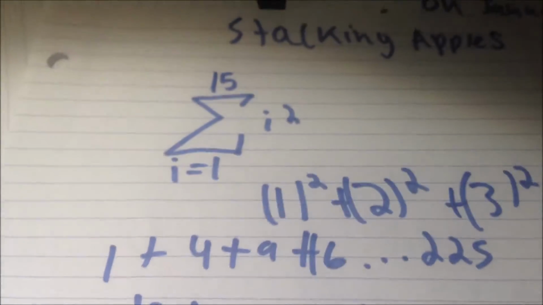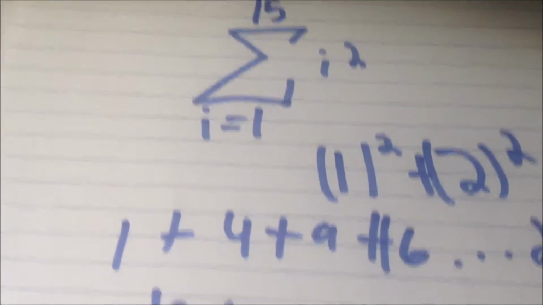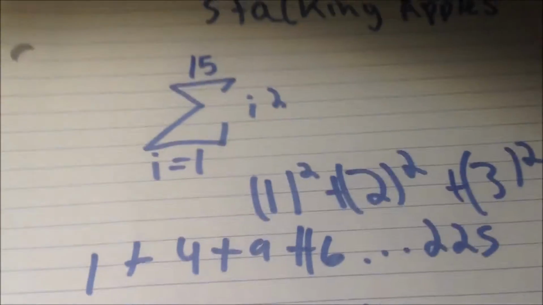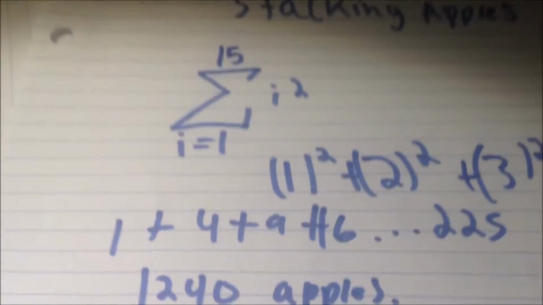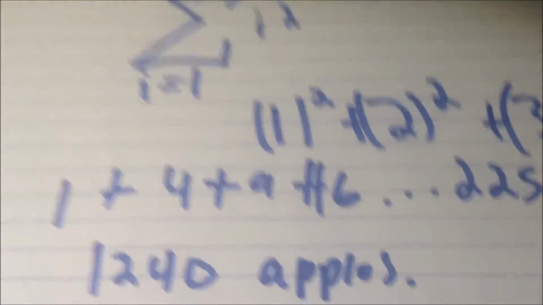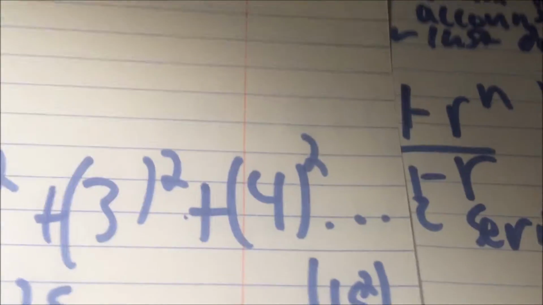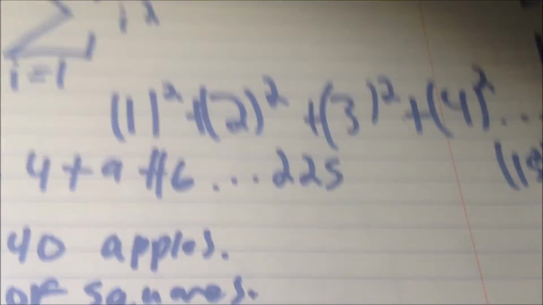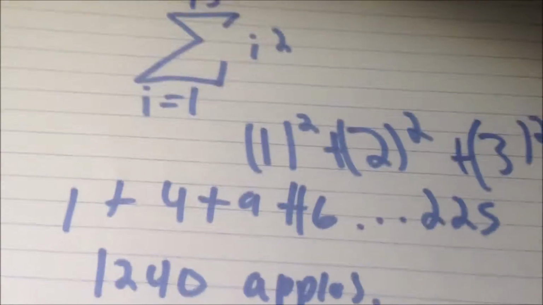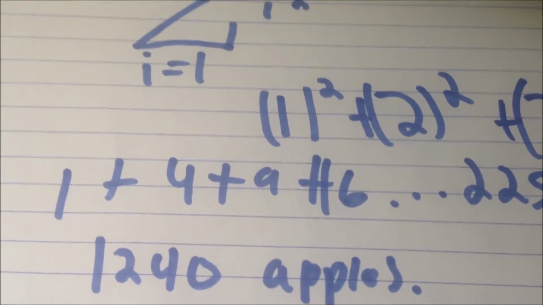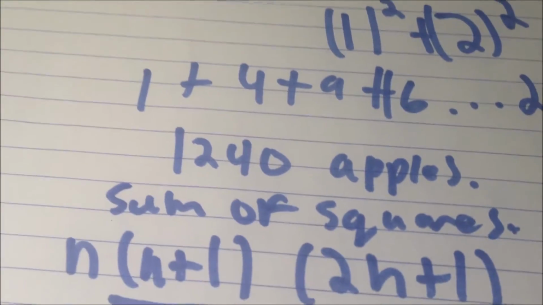So we have a pyramid 15 rows long, represented by the 15, that starts off with 1 apple, and then goes to 4 apples, and then 9. And this continues for 15 layers. So it goes 1 squared, then 2 squared, 3 squared, 4 squared, and so on, because it's the number of rows squared. So eventually we would do all of that and get 1,240 apples.